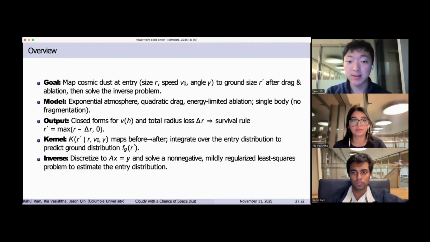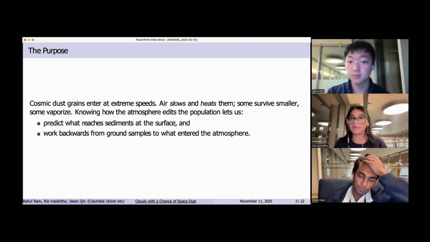We modeled the atmosphere as exponential, used quadratic drag and an energy limited ablation law, and solved for two things. One, how fast the particle slows down, and two, how much of its radius it loses. That gives us a survival rule, r prime equals r minus delta r. Finally, we inverted that mapping. We treated it as a matrix equation, Ax equals y, to estimate what the entry population must have been.